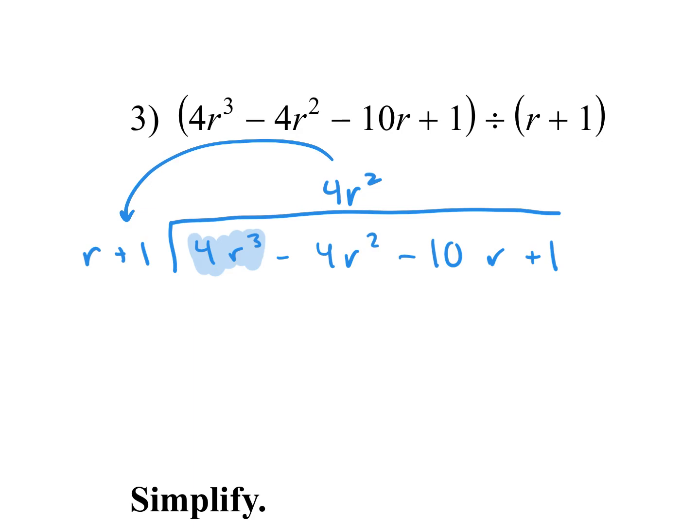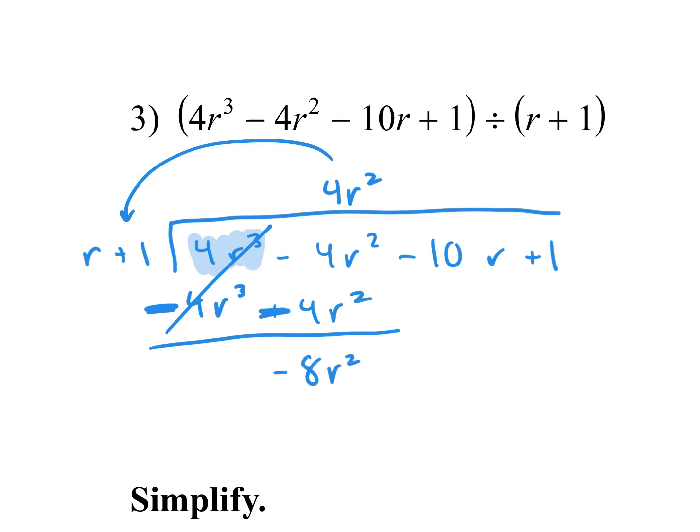Multiply with everything out front. So this becomes 4r cubed. And 4r squared times 1 would be 4r squared. So then we subtract. We have to change the signs. So our first terms cancel. What's negative 4r squared minus 4r squared? Negative 8r squared. What do I do next?